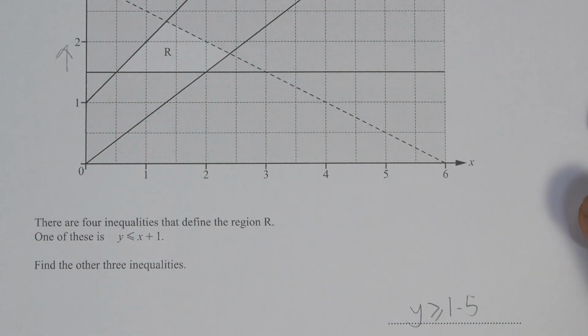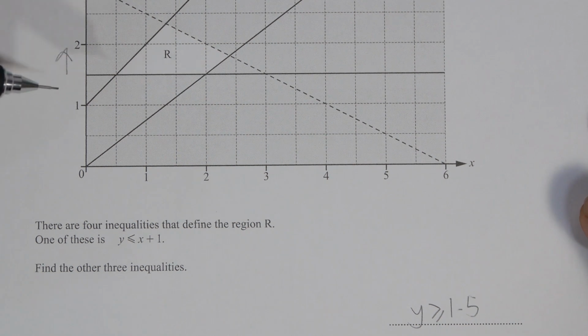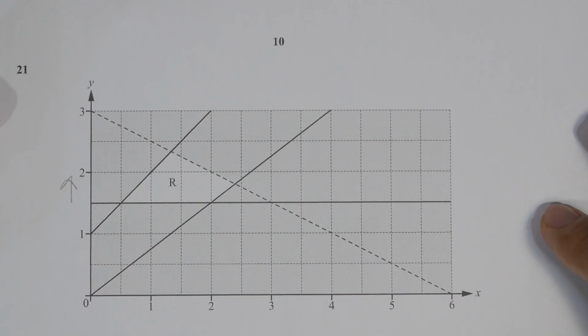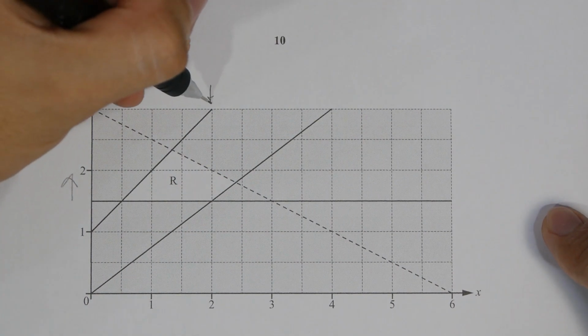For the next one, I'm required to find out which line is representing y less than or equal to x plus 1. So after I run the calculation, I identify that the top left corner, the upward sloping line, is actually y equals x plus 1.